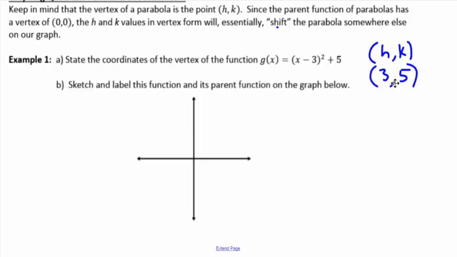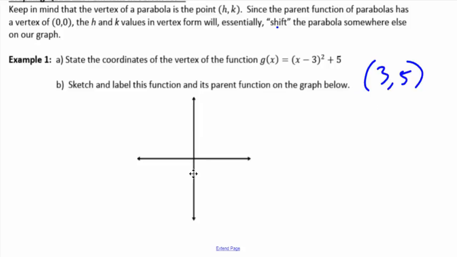That's the vertex of the parabola. That's where the turning point is going to be. Now, does the parabola open up or does it open down? That's pretty much all you got to worry about now. We have a 3, 5 vertex, that's part A. Part B wants us to sketch and label the function and its parent function.